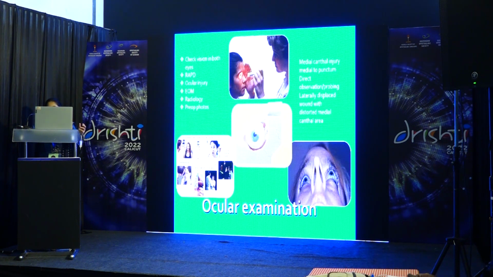Ocular examination is very important. We need to document vision in both eyes, specifically check for RAPD, and always rule out ocular injury and extraocular muscle injury. Radiology wherever indicated, and please document everything along with preoperative photographs. For any medial canthal injury, medial to the punctum, specifically look for canalicular tear injury, either by direct observation or sometimes by probing. Grossly, any laterally displaced wound should alert us to the presence of a canalicular tear injury.